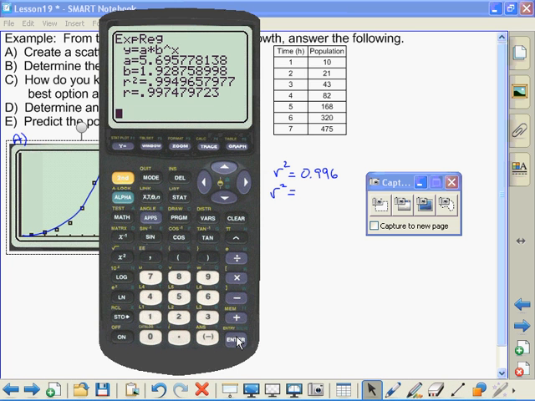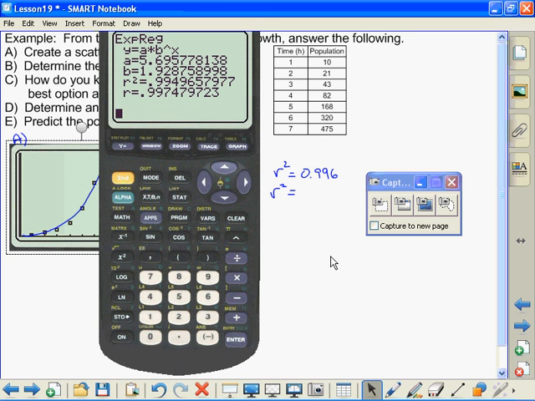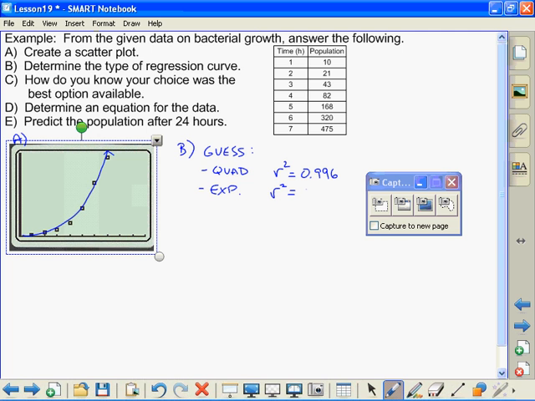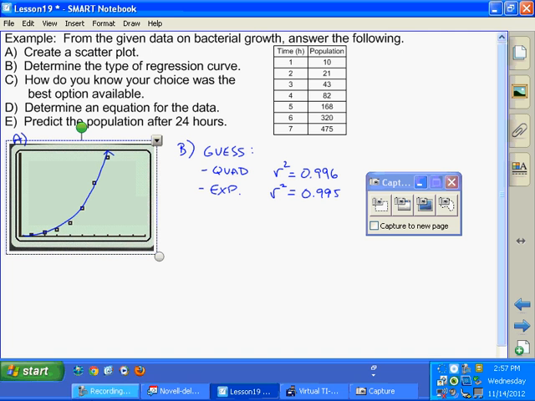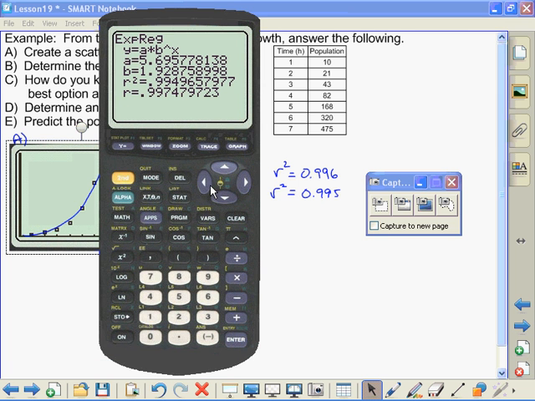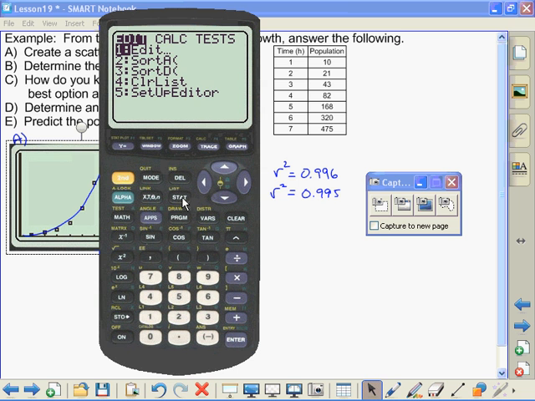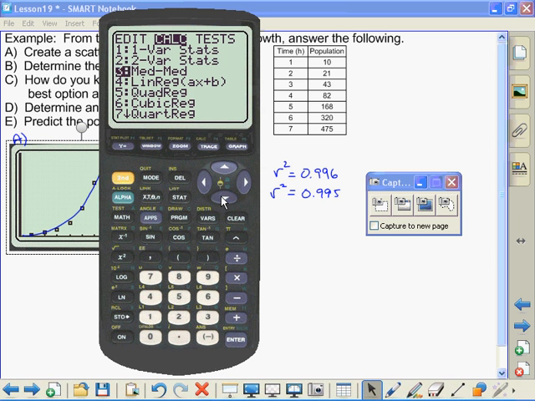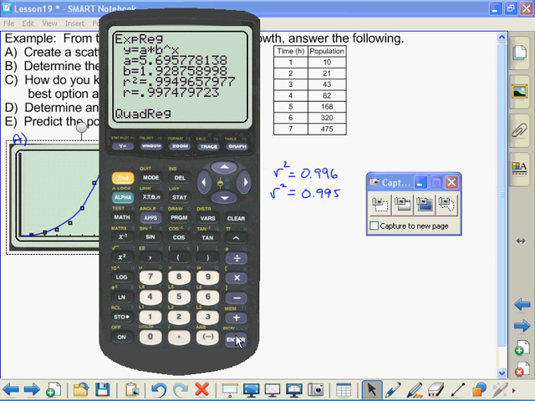Now I have 0.995. So when you compare the two, it looks like the quadratic regression is actually better, which goes against my predictions. I thought we'd definitely be looking at exponential growth. Doing the quadratic regression one more time, the R² is 0.996, so it's just a little bit better for the provided data. So there we go, we know that it's a quadratic relationship.